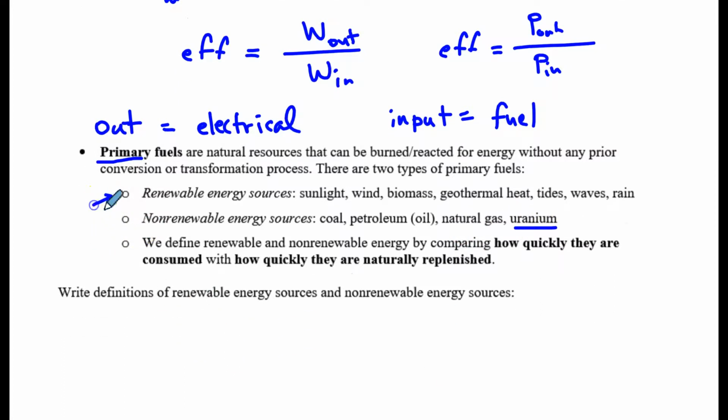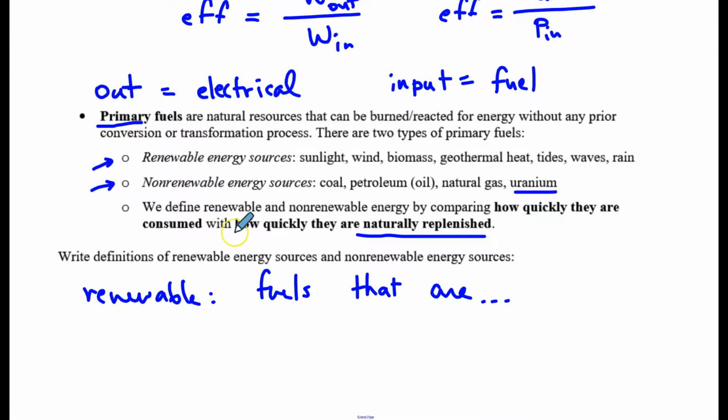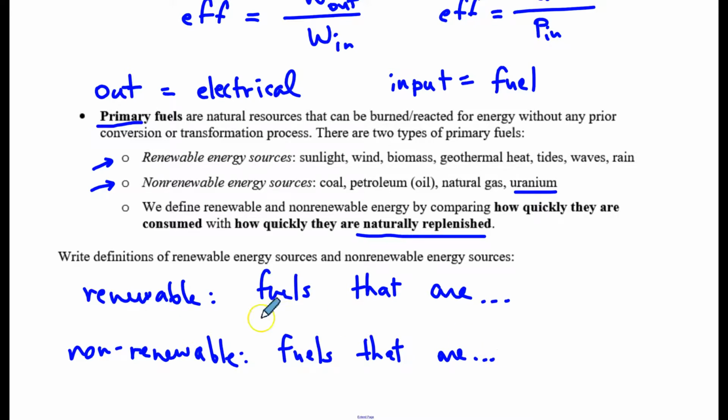And the way we distinguish between these categories, renewable and non-renewable, we compare the consumption rate with the natural replenishing rate. I'm not going to write those definitions out, actually. I'm going to have you do that as an exercise. Do a comparison for renewable. The definition would be fuels that are, what would you say, consumed more quickly, less quickly, that are replenished more quickly. You could phrase this a couple ways. Take a moment to put this down into words. Define renewable and non-renewable energy sources. And it can start the same way. Fuels that are something more quickly than something.